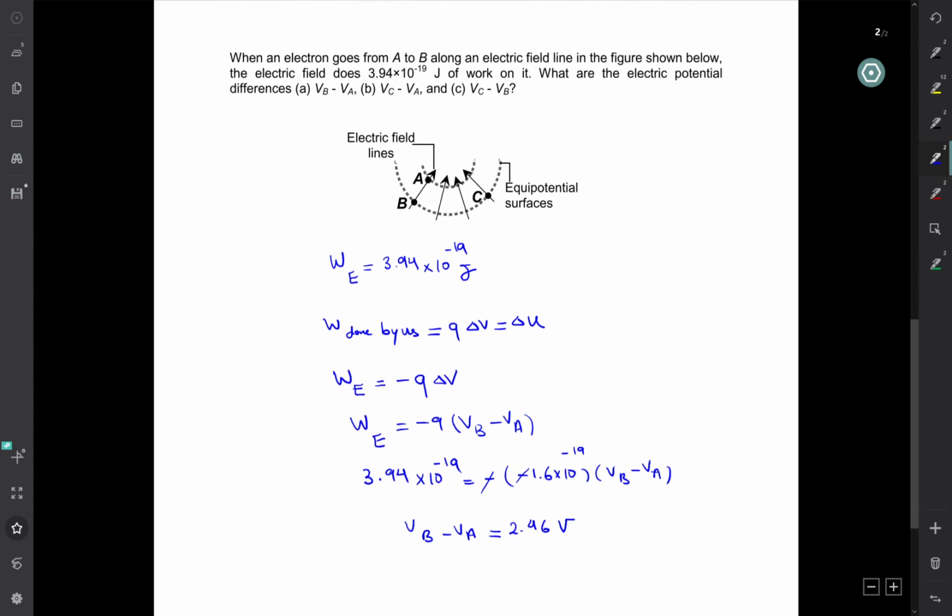So therefore, you could calculate VC minus VA or VC minus VB. I'm not going to calculate them because it's basically the same process. But the point of this question was to remember that the work done by us, the work done by an external force, equals Q delta V. The work done by the electric field is equal to minus Q delta V. And delta V is the final potential minus the initial potential.